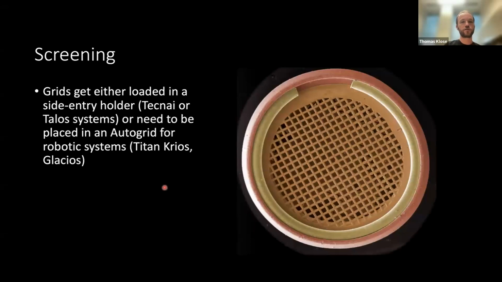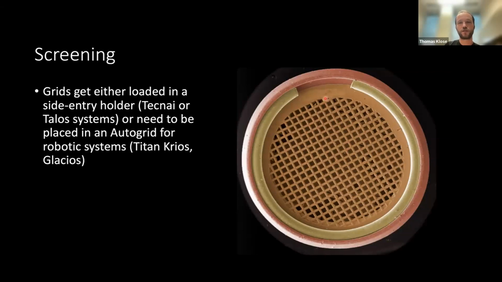On newer systems, and that is, again, from Thermo Fisher, usually a Titan Krios or a Glacios system, there's also a JEOL system that uses a very similar approach, things get loaded into what is called an autogrid, and that is shown here. Here you see this grid that I showed you before, the 3 millimeter grid that we have our sample on that we froze. Then this gets handled by a robot in the microscope.